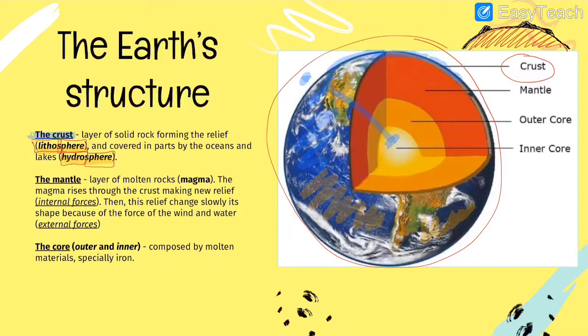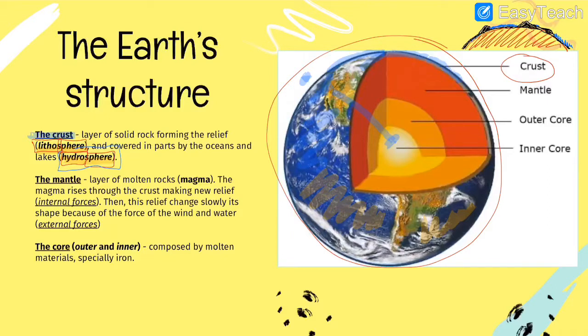So this in black is the lithosphere. It's a solid rock layer. And sometimes on the lithosphere, there is the hydrosphere. For example, here I can draw one ocean, or, for example, here could be a lake, and here another ocean. I hope that you understand it.